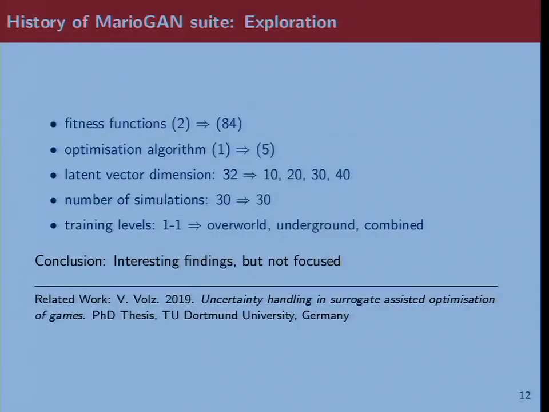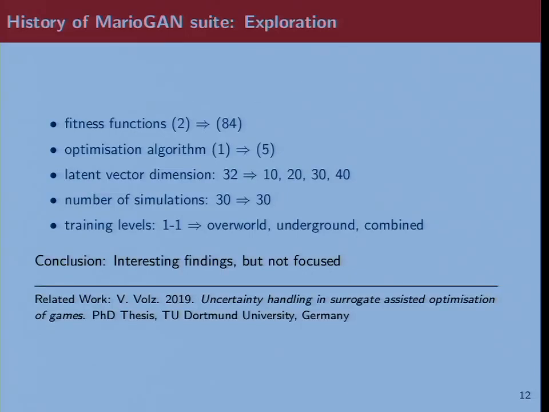So instead of having 2 fitness functions, I now had 84. This was created by looking at related work. There's this paper from FDG in 17, I think, about evaluating platformer levels. So I just put all of them in there, because then we can evaluate all the Mario stuff. There are also some variations in there because I added some new training level sets.